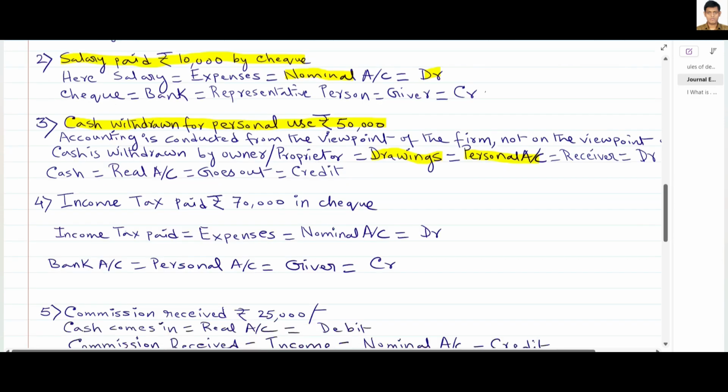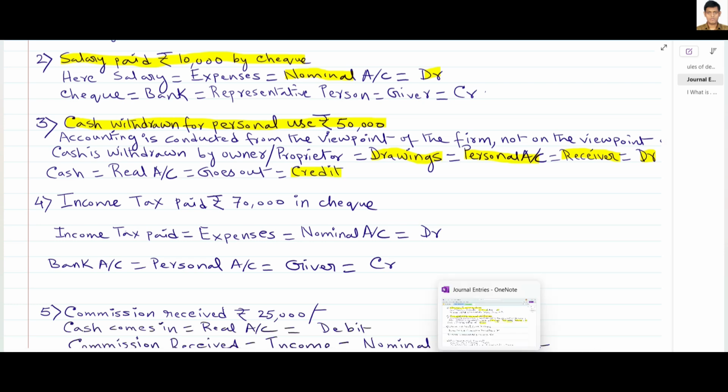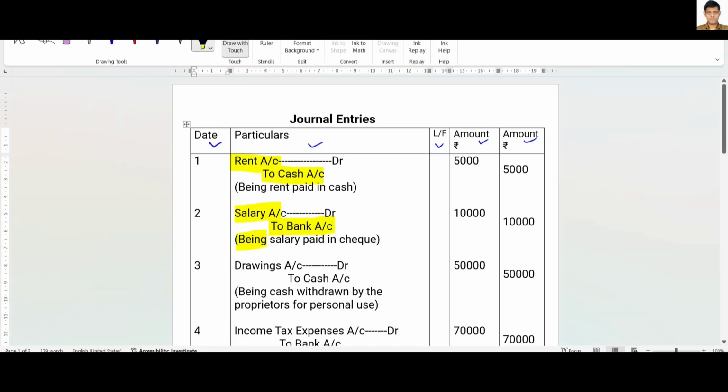So, here the owner is withdrawing cash for personal use. So, the owner is receiver. So, it will be the debit. So, drawings will be debit. And in case of cash, we all know that cash is real account, and here the cash is going out from business, so it will be the credit. So the journal entry will be drawings account debit to cash.